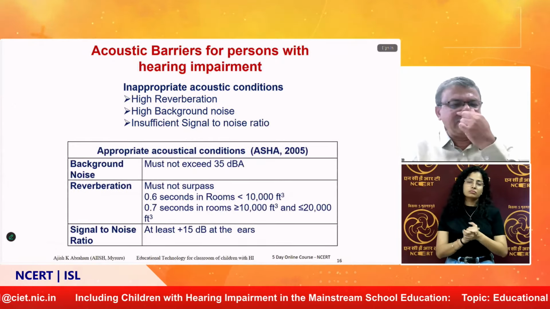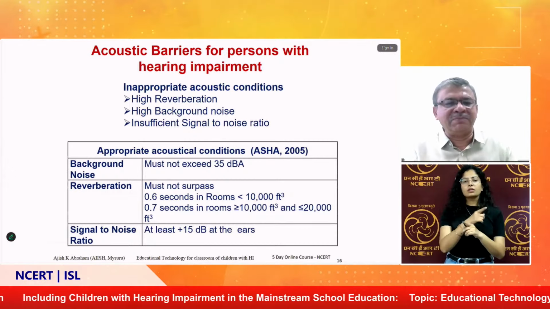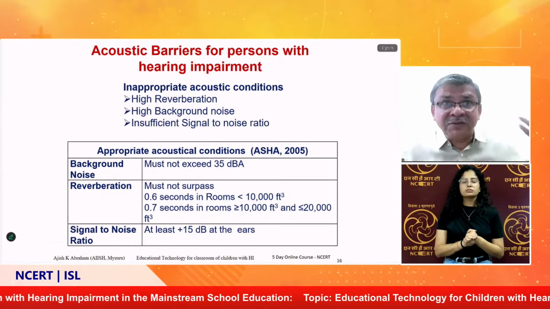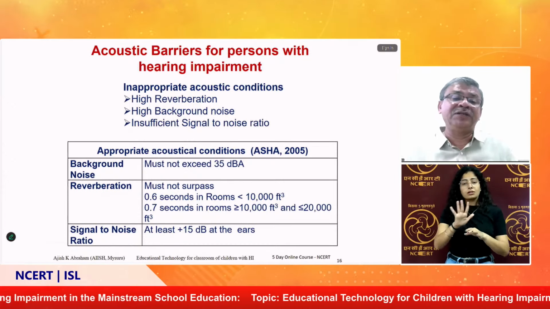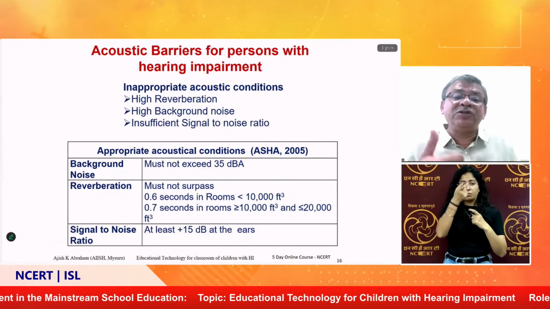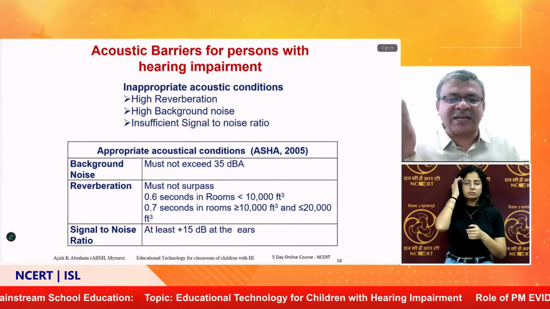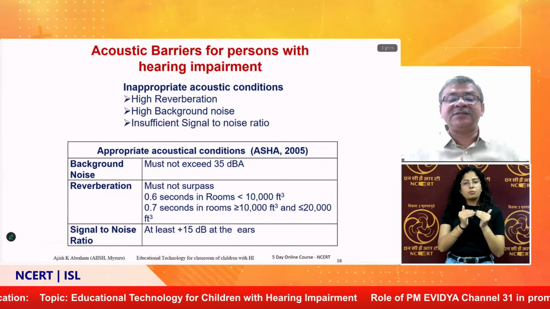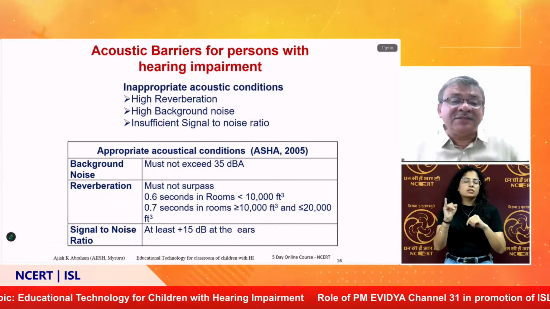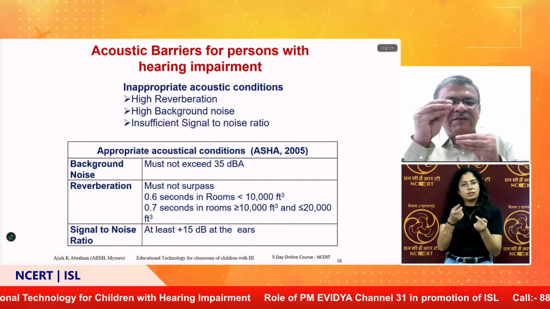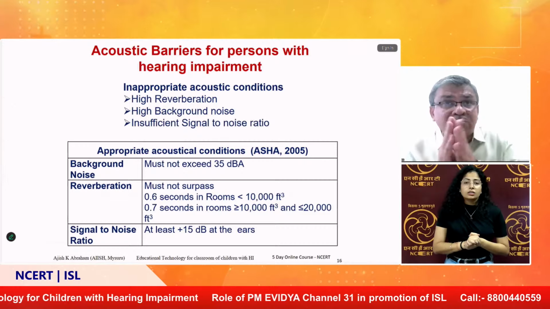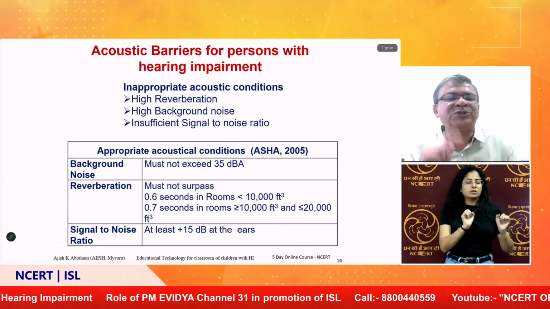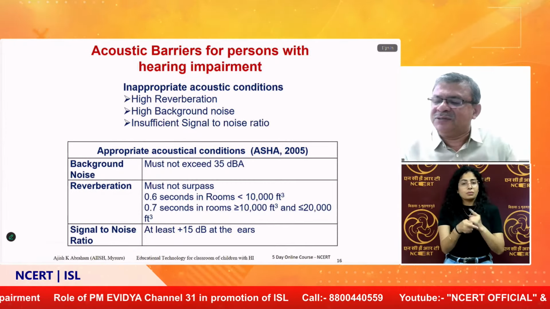So just revisiting these barriers, we talked about the background noise. It should not be more than 35 dB. If it is more than 35 dB, it's a problem for the child. The reverberation should not cross 0.6 seconds. If the sound prolongs for more than 0.6 seconds, it is again a barrier for the child. The signal to noise ratio, the difference between the level of speech and the level of noise, should be at least 15 dB at the ear of the child. If it is not so, it is again an acoustic barrier.